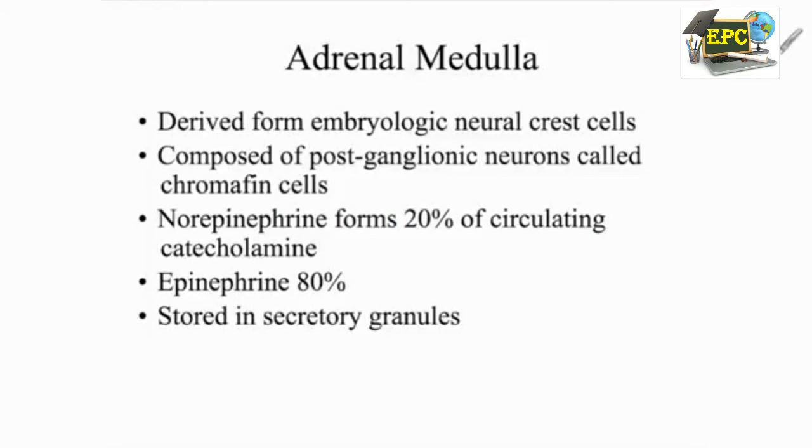So we're done now with the adrenal cortex, now going to the adrenal medulla. As we mentioned before, it is derived from the embryonic neural crest cells. It is composed of the post-ganglionic neurons that we already discussed, which are called the chromaffin cells. So the percentage of norepinephrine and epinephrine varies in the circulatory system. So we have more of epinephrine circulating in the blood, and a difference, as we mentioned before, between the steroid hormones that cannot be stored, they are immediately secreted from the cell. Unlike the adrenal medulla, we actually can store it in secretory granules.